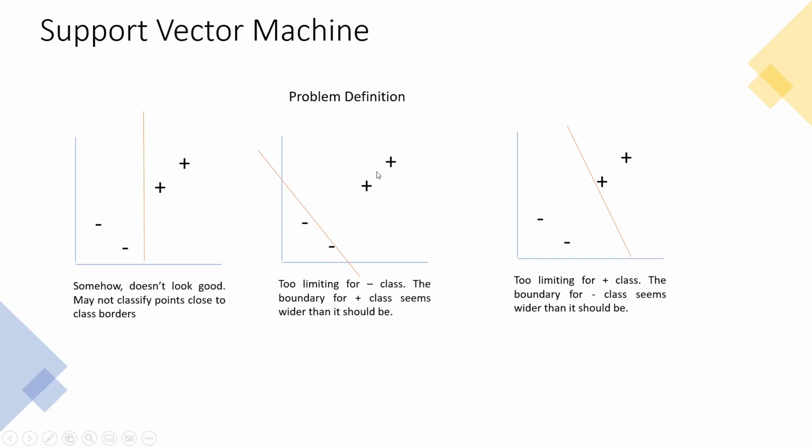And this is too limiting. This is another line that could split this data linearly, but that's too limiting for the minus class, and the boundary for the plus is too wide. I mean, if you select something from here, that should be a negative, but because this line is here, that's going to be classified as a positive. And this is too limiting for the plus class, this line. So ideally we should have something like this. We would expect a median line that's splitting these two classes, something like this.